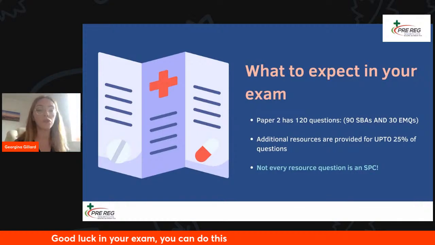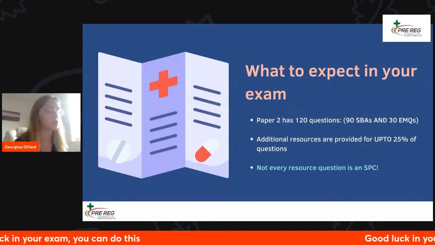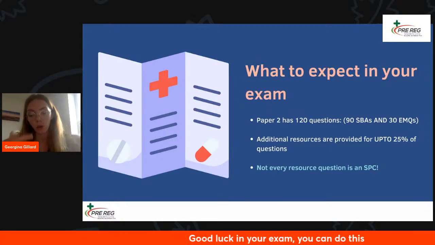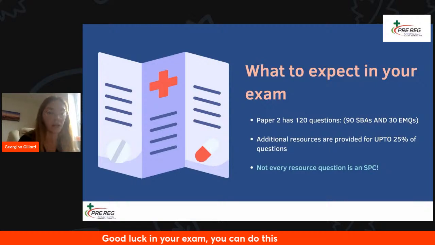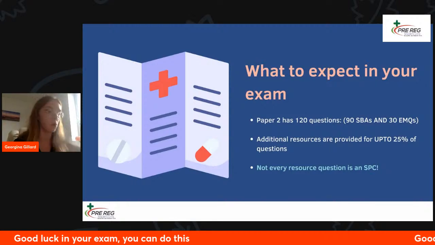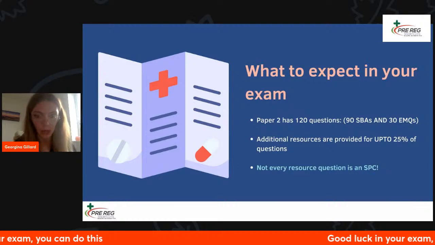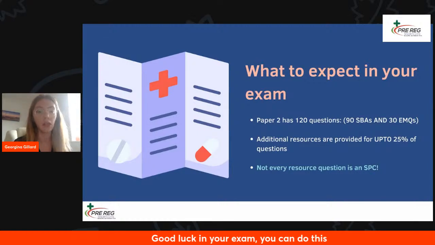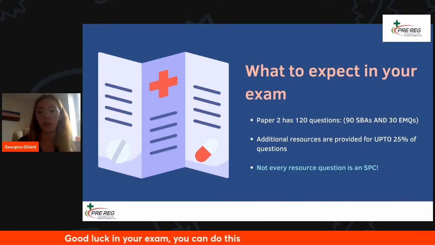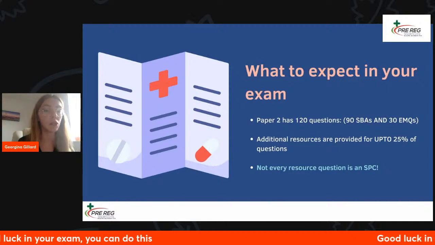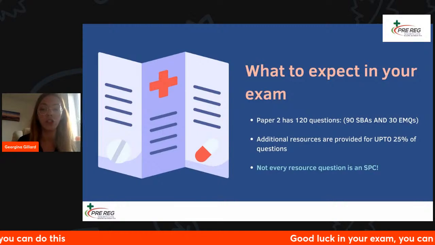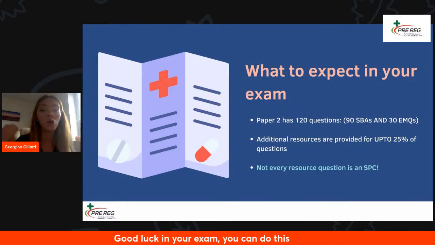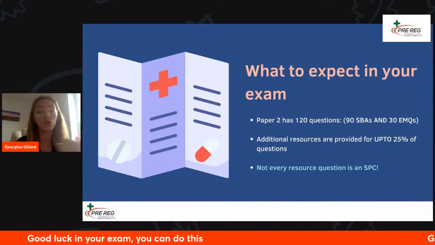Obviously in your paper 1, some examples of the resources can be, for example, your equations. So for example, your steady state concentration equations, particularly when it comes to calculating the dose of the digoxin, whether it's going to be oral or IV. You're going to have additional resources up to 25% of the questions. That doesn't necessarily mean 25% of the paper is going to be SPC questions or even resource questions in general. It's only up to 25%, but also not every resource question is actually going to be an SPC.